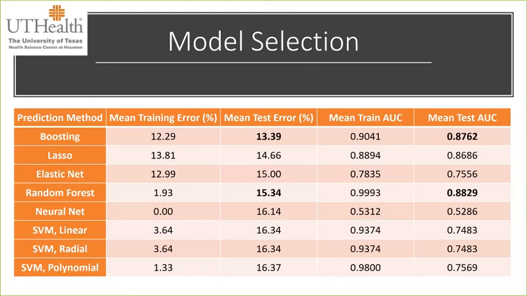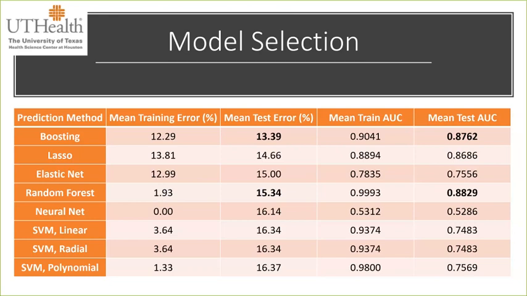Boosting, lasso, elastic net, and random forest may have had lower test error rates because their inherent underlying algorithms included variable selection. We can also see that the mean training error is decreasing as mean test error is increasing. Neural net has a 0% mean training error, suggesting that it may have overtrained the data.